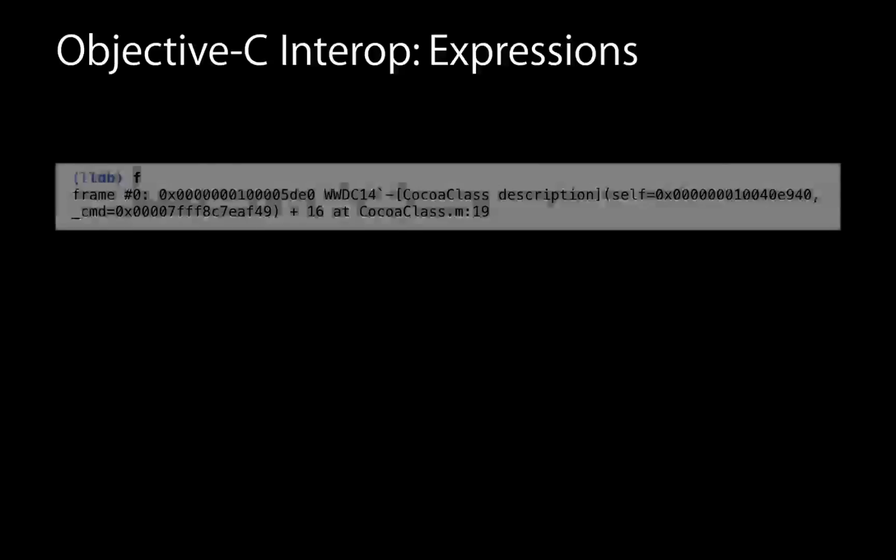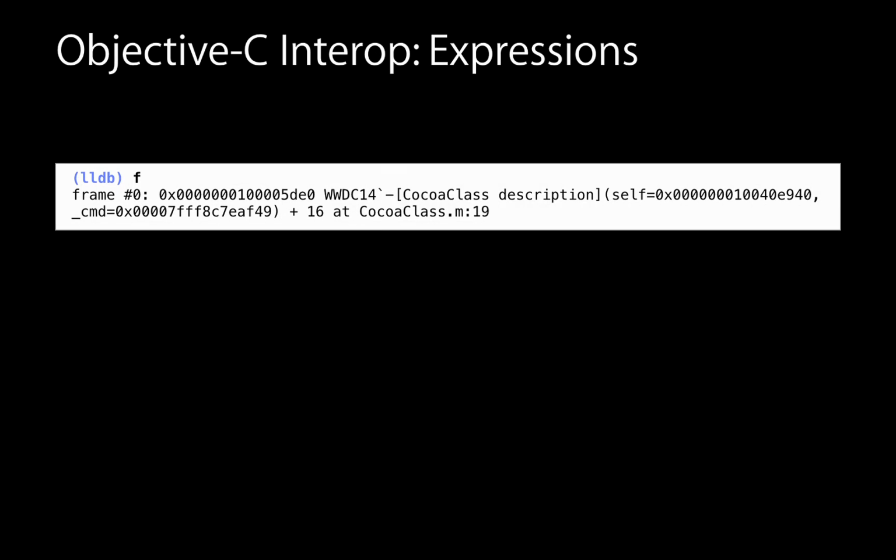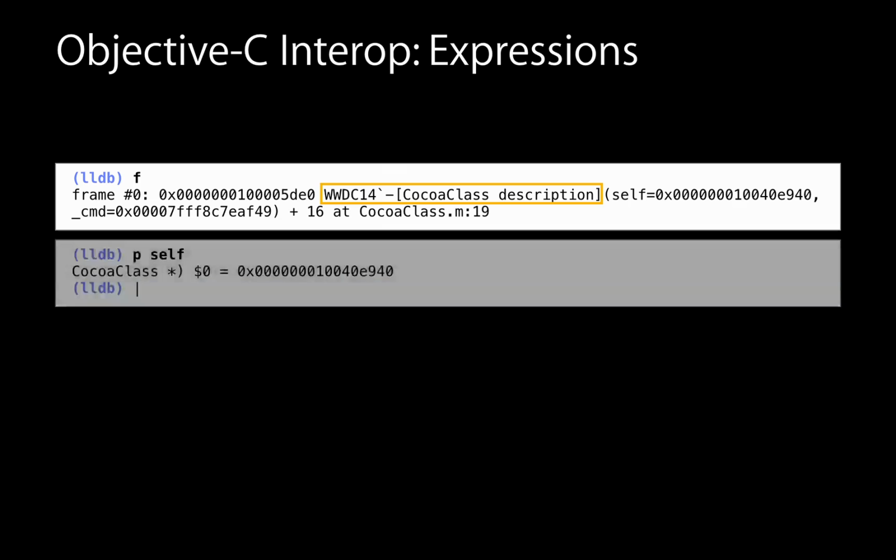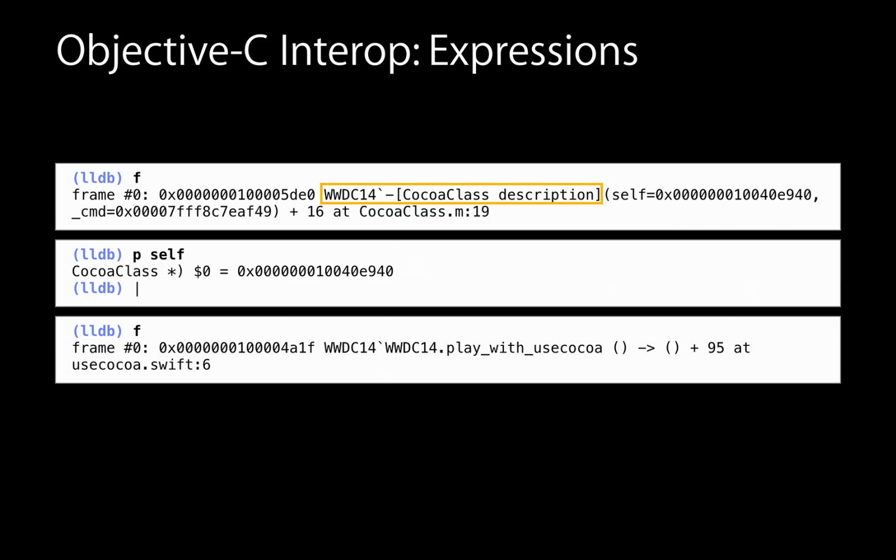Let's see an example of how this whole system works. We're stopped in a Cocoa frame. The F command tells us the frame where we're currently stopped. We type an Objective-C expression, because we're in an Objective-C frame. Just self. And we get a variable $0 that stores away self. Now, we step around a little bit, and we land in a Swift frame.